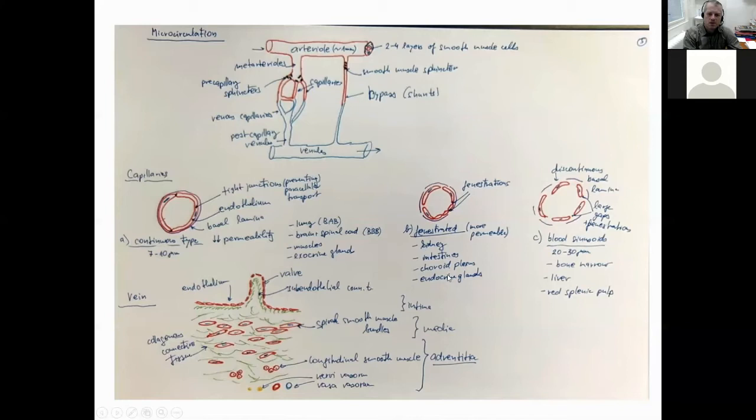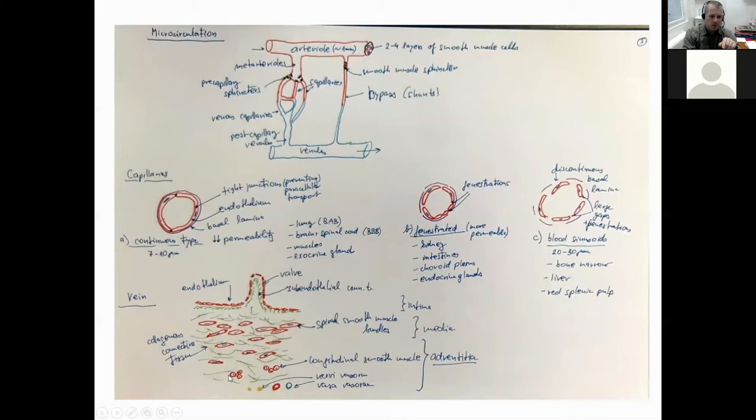The third type has the most permeability because there are huge gaps, much larger than the fenestrations here. And also the basal lamina is only made of fragments. Very often these are dilated capillaries called blood sinusoids. They could be two or three times of larger diameter than the continuous type capillaries. They occur in the bone marrow, liver, red splenic pulp, where even the transport of whole cells is greatly facilitated through these widely opened spaces.